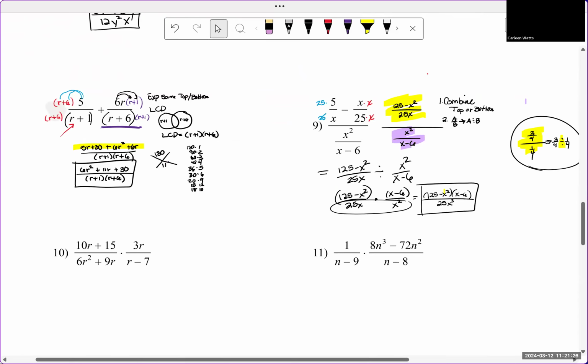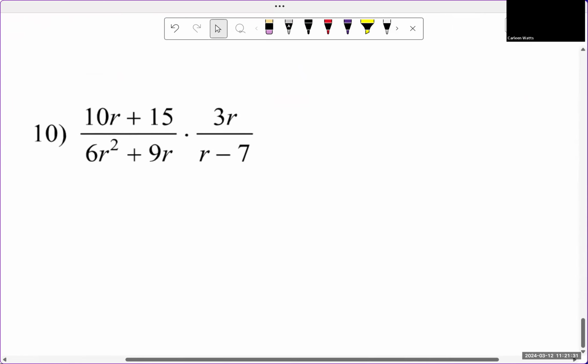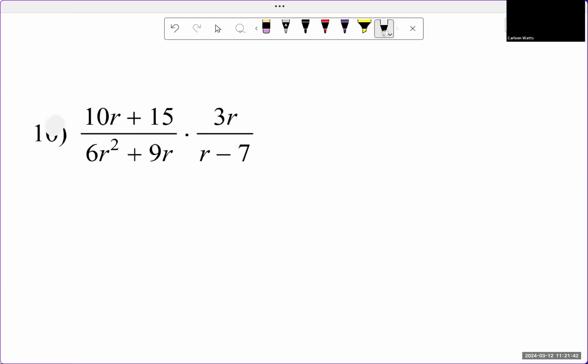Oh, there it is. Number 10. I was like, wait, where'd 10 go? Okay, that's the hardest. We just peaked, and now we're going to slide downhill a little bit. Okay, multiplying fractions.